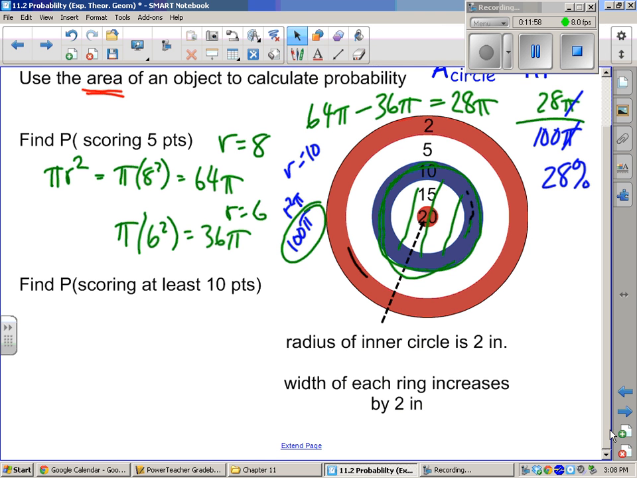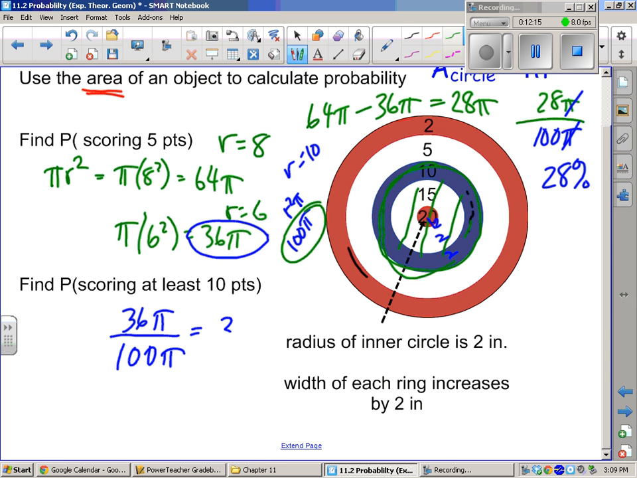But now we don't have to do any subtraction. We're just going to do 2, 4, 6. So we already did 6 earlier, so we have 36 pi over the total. 36%! I'm so good at dividing. Yay. All right, cool.